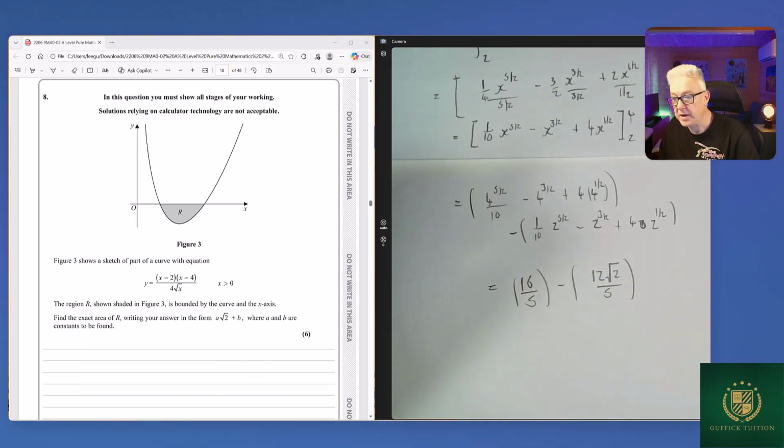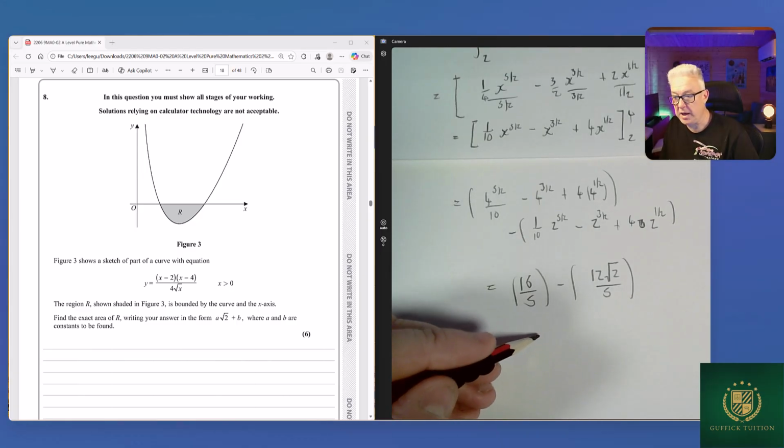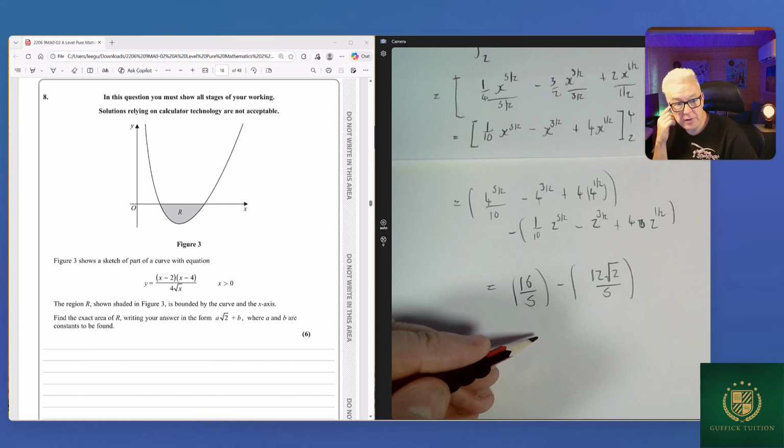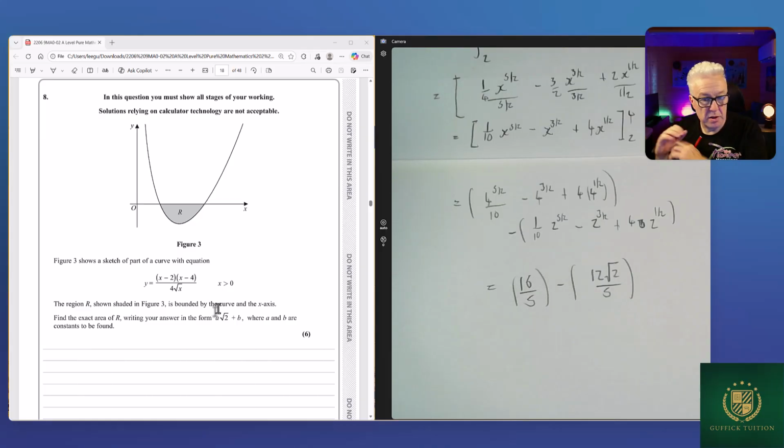And our second bracket, when we gather together all of those terms, turns out to be 12 root 2 over 5. It says we've got to give our answer in the form a root 2 plus b. Let's just double check that everything is correct there. So the area is, let's have a think about this. Yes, now we've integrated that.